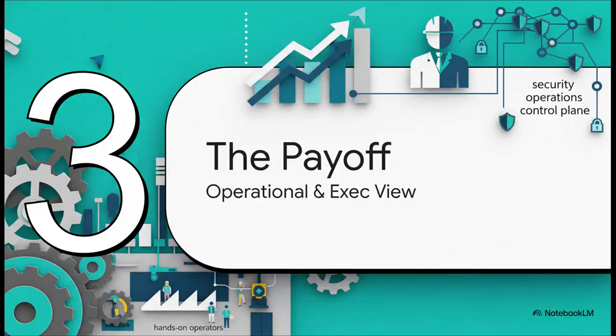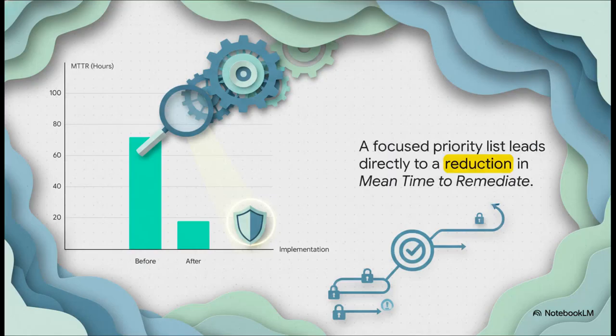So, what's the payoff for doing all of this? Well, it really boils down to getting true visibility for everyone involved, from the hands-on engineer all the way up to the C-suite. For the operational teams, the people in the trenches, the benefit is crystal clear, and you can measure it. A focused priority list and smoother workflows mean one thing. Your mean time to remediate goes way, way down. You're not just busy, you're fixing what matters faster.